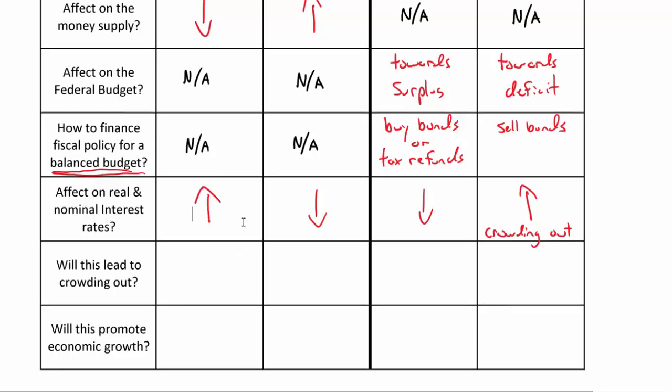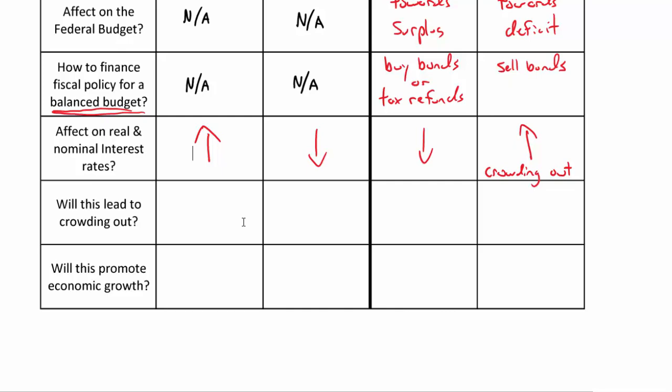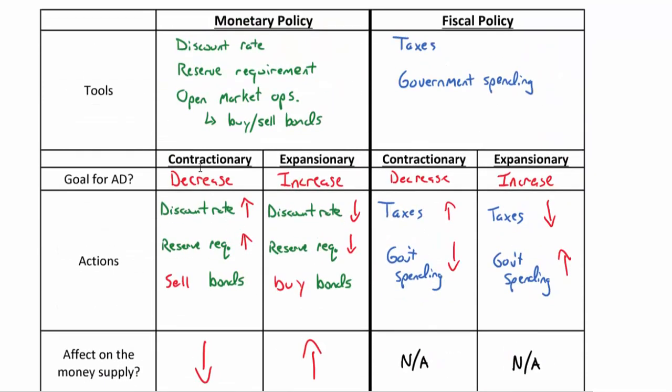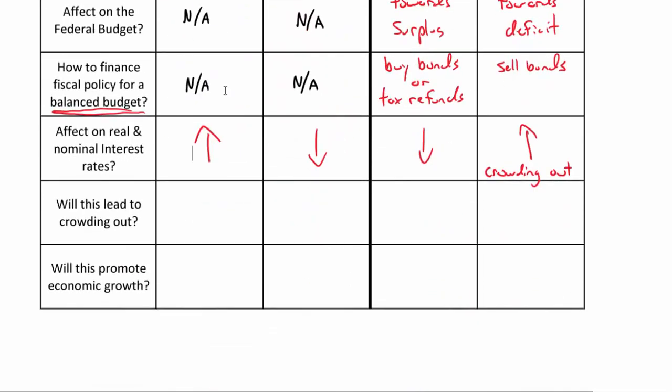So one of these last questions discusses crowding out, and I want to quickly go through these. If I have contractionary monetary policy, this will lead to a decrease in investment. So I'm going to write a yes here, but I'm going to put a little note. This is by design. This isn't a side effect of the policy. This is the goal of the policy.